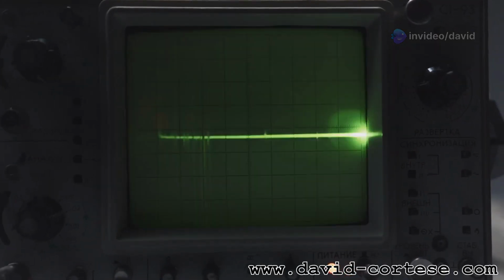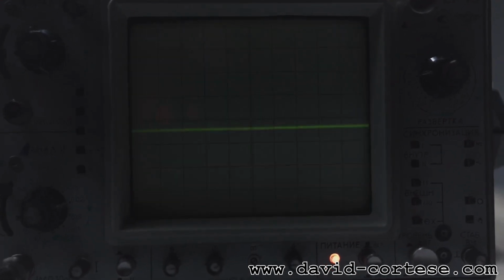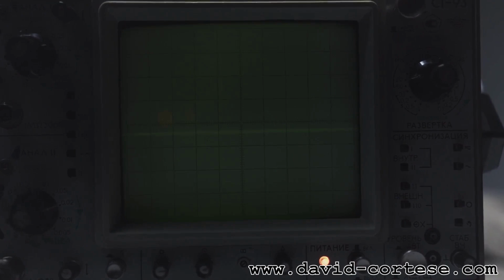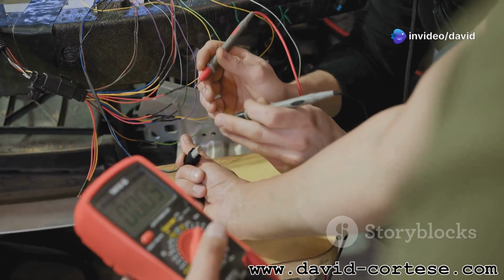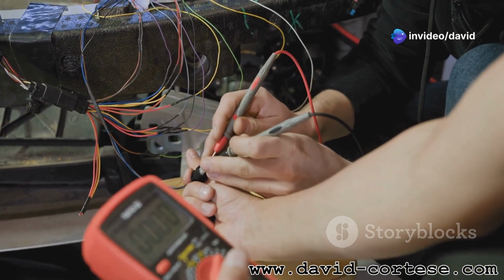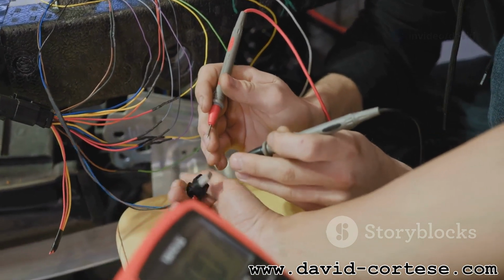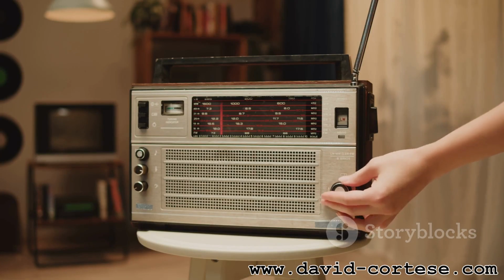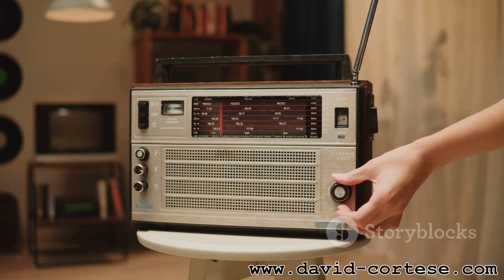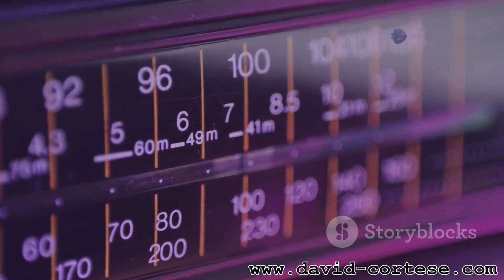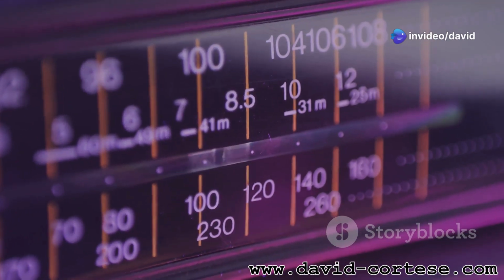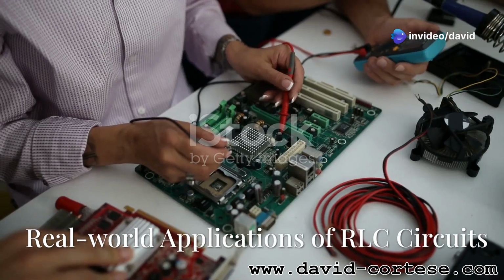Similarly, in an RLC circuit, when the frequency of an applied voltage matches the circuit's resonant frequency, the circuit's response is maximized. At resonance, the impedance of the circuit is minimized, meaning the circuit offers the least opposition to the flow of current. This property is exploited in various applications, such as radio tuning circuits, where RLC circuits are used to select specific frequencies from a range of radio waves.